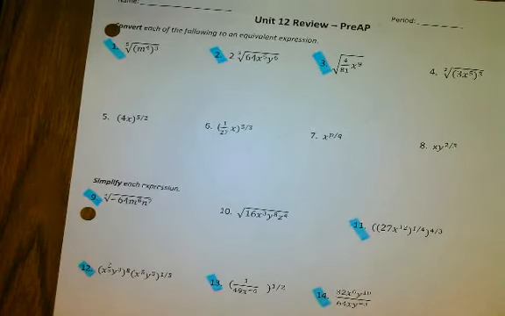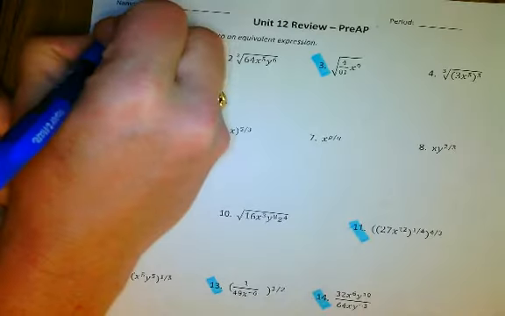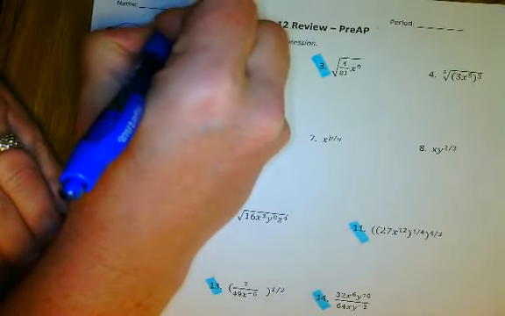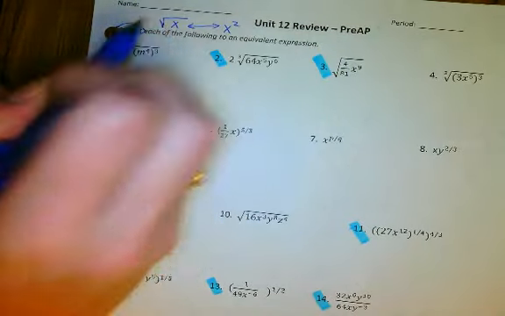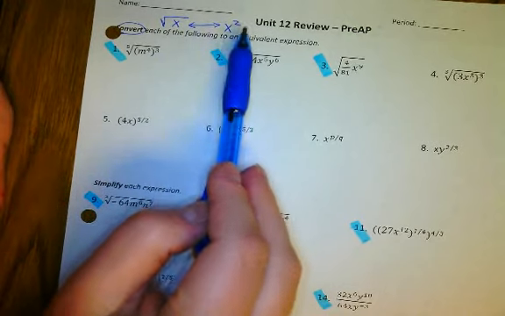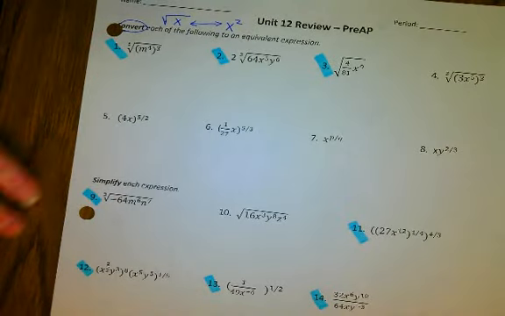Alright, this is the Unit 12 test review for PreAP. Okay, so on the first ones we're just converting. So remember, if you're converting, you're going between the two forms. So if you start off with a radical, you should end up with an exponent, and if you start with an exponent, you should end up with a radical.